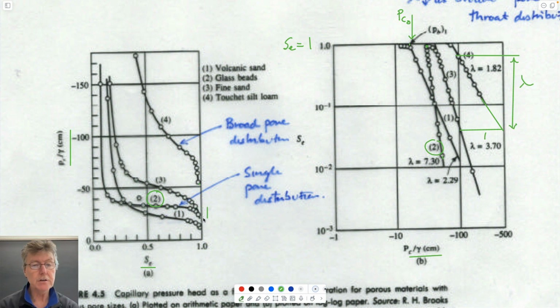And so the shape of these curves is dictated by the value of lambda. So I guess this would be lambda large.